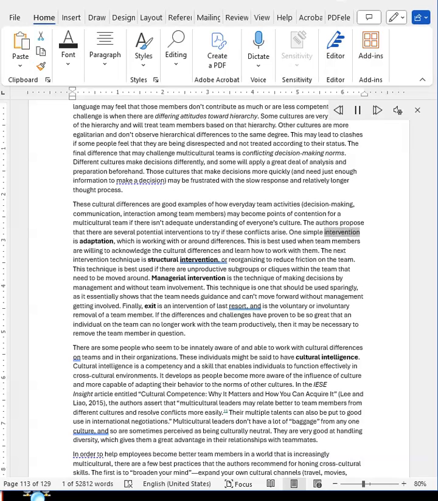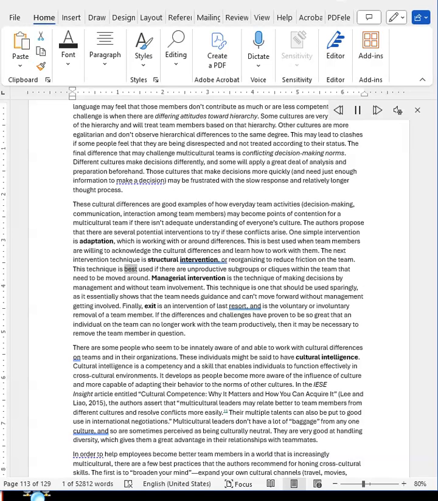One simple intervention is adaptation, which is working with or around differences. This is best used when team members are willing to acknowledge the cultural differences and learn how to work with them. The next intervention technique is structural intervention, or reorganizing to reduce friction on the team.